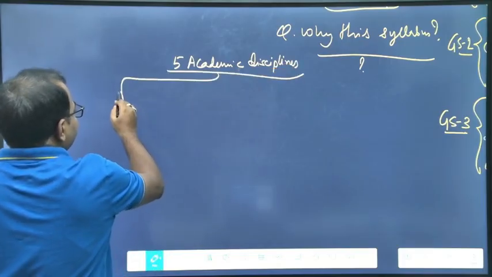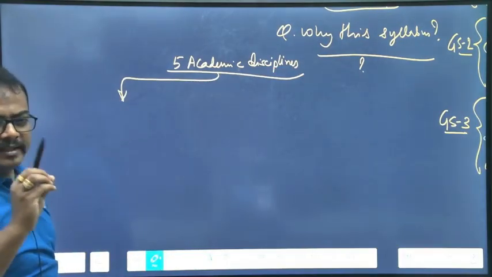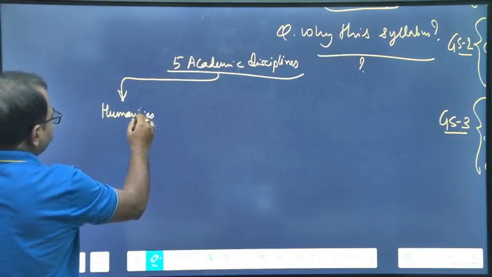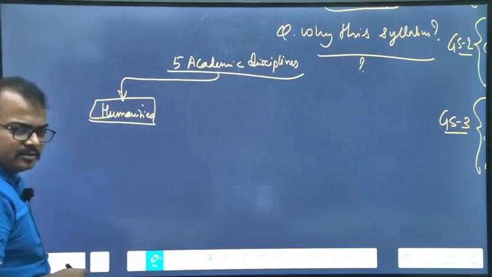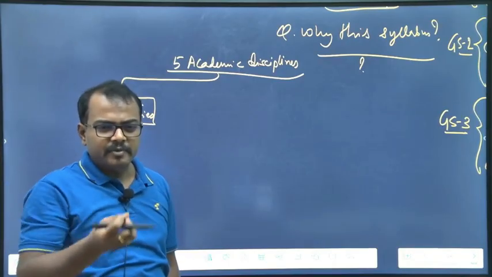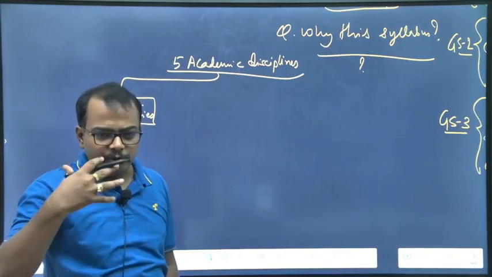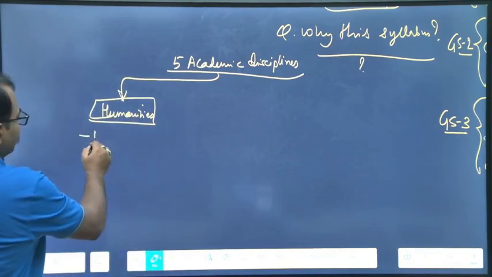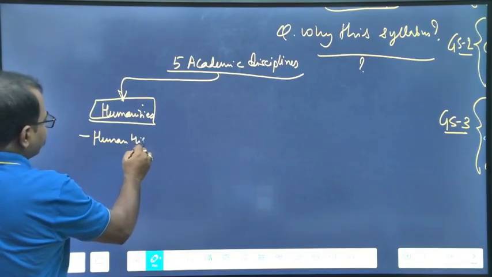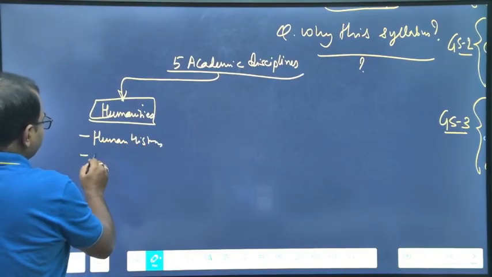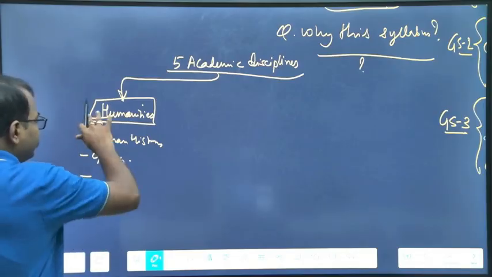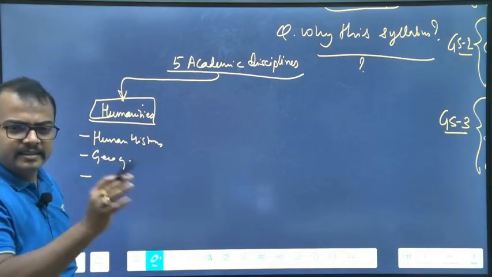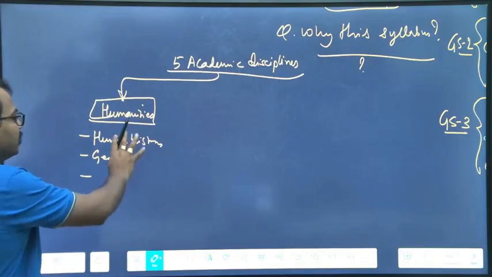What are these 5 academic disciplines? So the first one is humanities. What is this about? Humanities means whatever is related to humans you will be studying here. Subjects like human history, subjects like geography, anything related to humans. Humans interact with earth, that is geography. So anything related to humans will be studied here in the humanities discipline.